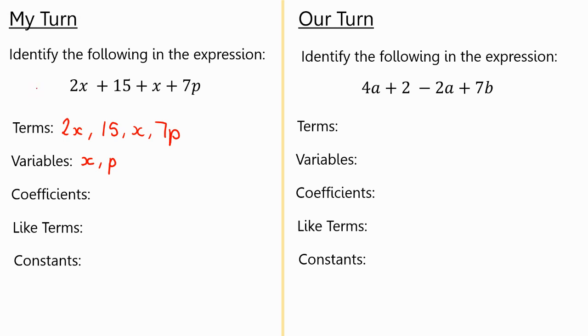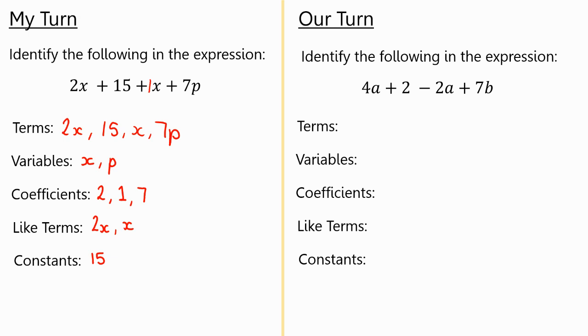Coefficients, these are numbers in front of our letters. So in front of our 2x, it's the 2. Then remember, in front of this x here on its own, that's like having a 1x. So that would be 1. And we've got 7p, so 7. Like terms are terms that have the same variable. That's 2x and x. And finally, constants. Now, we didn't talk about this, but these are just numbers on their own. So this is 15.